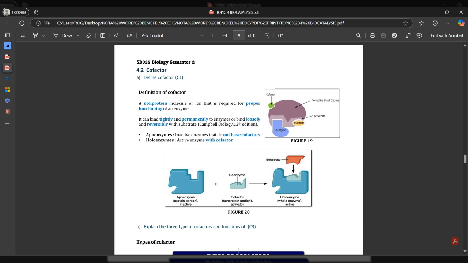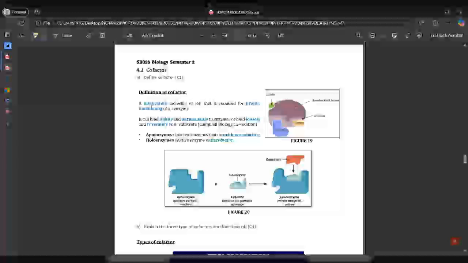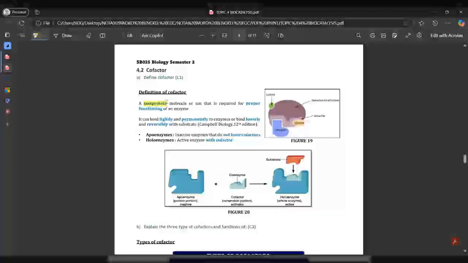Cofactor basically refers to all the non-protein molecules. Bear in mind, enzyme is a protein molecule. So what is the cofactor? Cofactor is a non-protein molecule. They can be an inorganic compound, they can also be an organic compound, which is required to be present together with the enzyme so that the enzyme can carry out its proper function. So that is a general definition for cofactor.